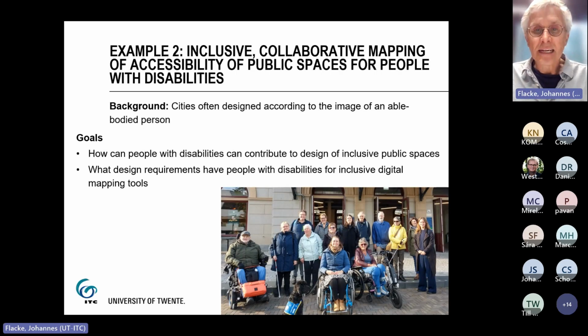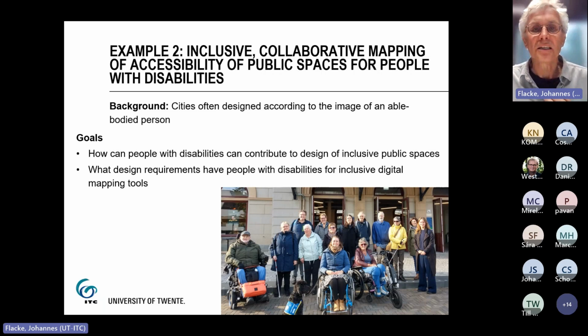That brings me to my second case study. I'll try to do it a bit quickly because I'm seeing time is flying indeed very much. The second case study was on designing an inclusive collaborative mapping tool for mapping accessibility to public spaces for people with disabilities. So a completely different story. Here you see in the photo our group of stakeholders, a group of people with disabilities from the city of Zwolle. Some of them sitting in a wheelchair, some of them having visual impairments, close to being blind, and two of them even had auditory impairments.